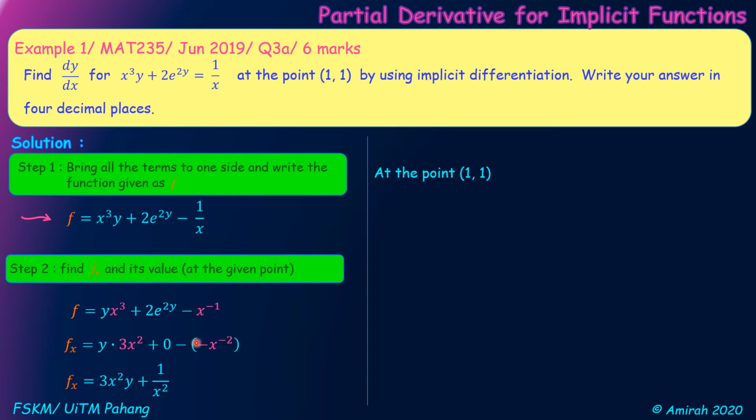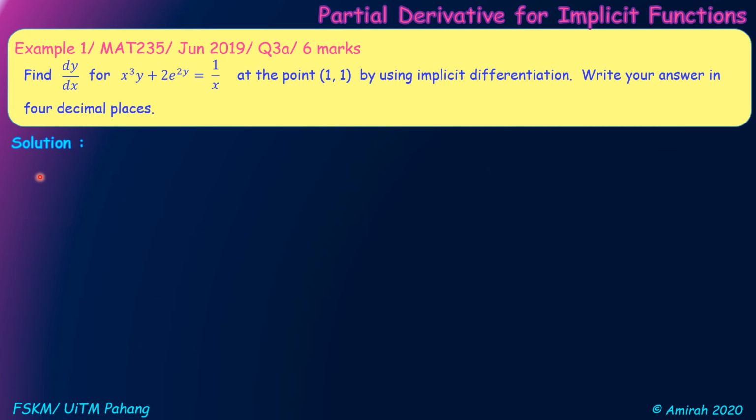Right, after that, we can find the value of fx at the given point. So at the point (1, 1), fx equals, from here, we replace x equals 1 and y equals 1. So we get 3 times 1 squared times 1 plus 1 over 1 squared. Then we simplify, so we get fx equals 4. Alright, so now we are done finding fx and its value at the given point (1, 1).